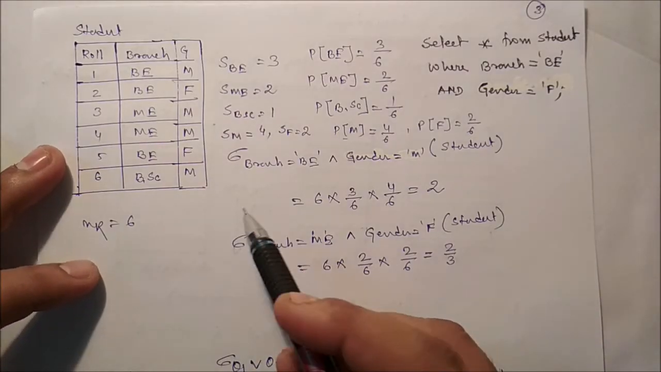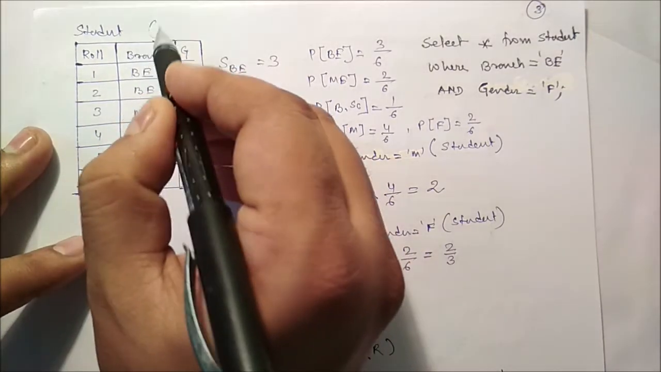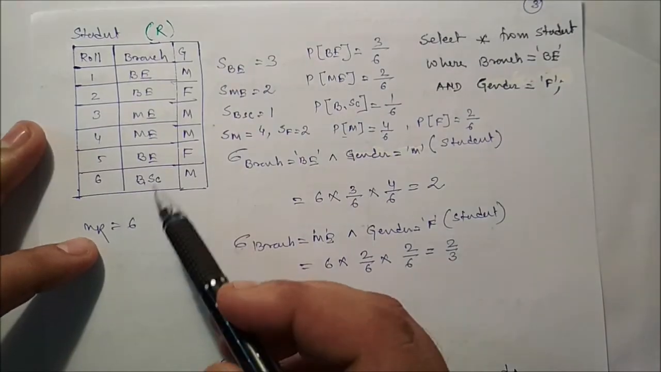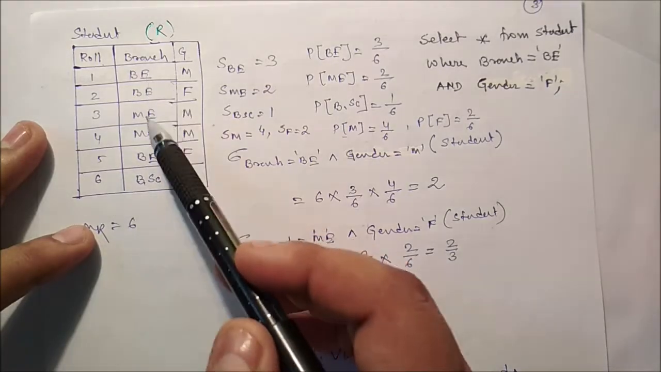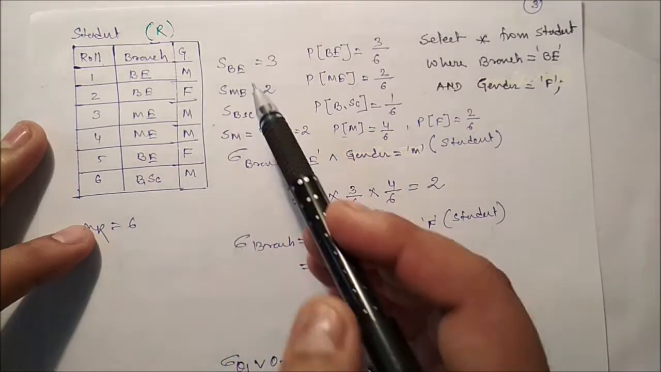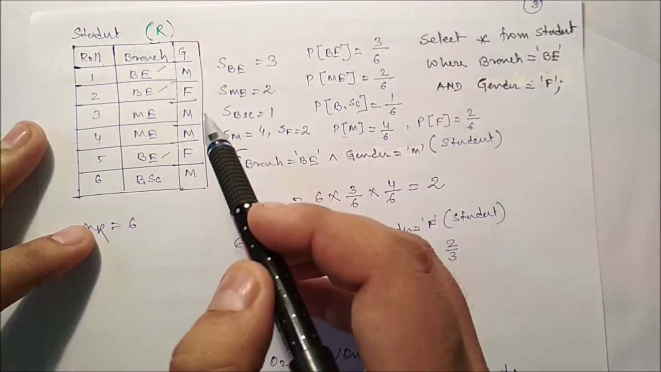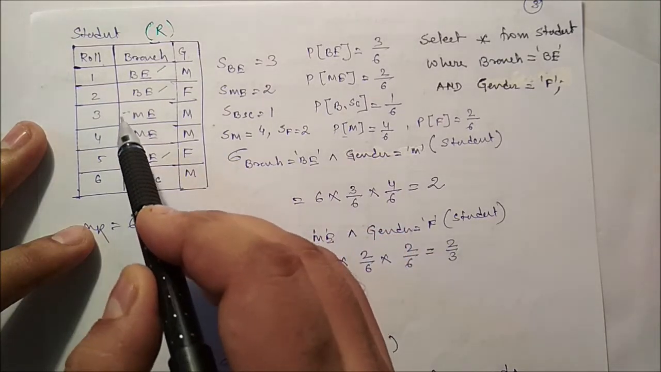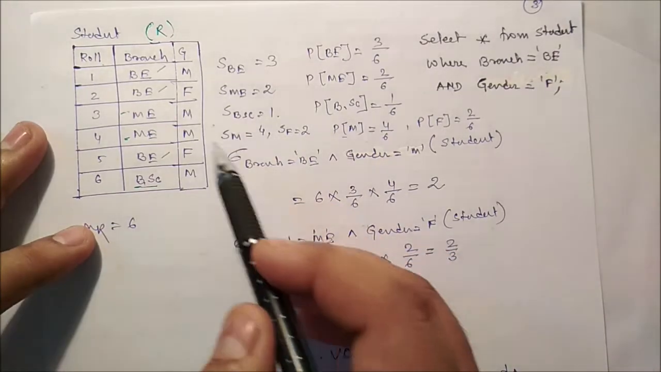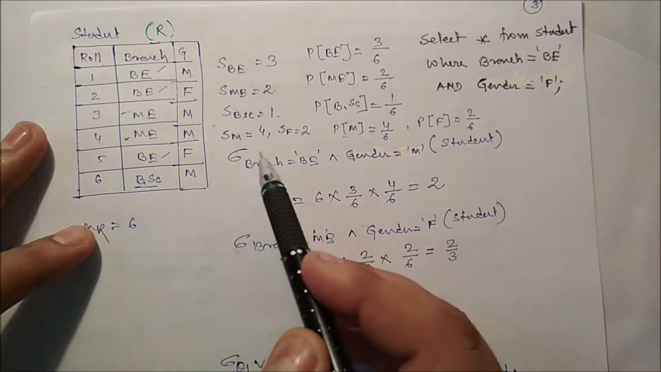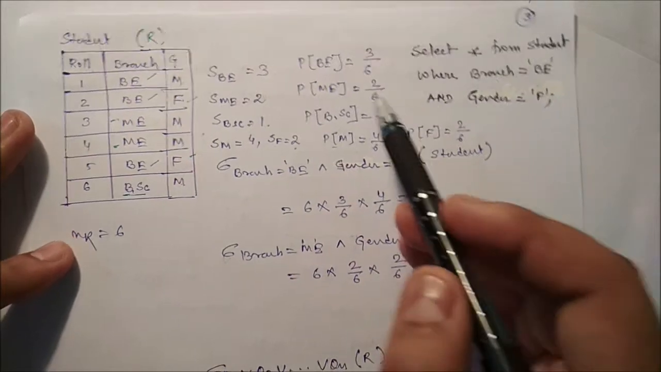Now we can see one simple example. Suppose there is a student table with roll number, branch and gender. Roll numbers 1 to 6, branch BE and ME, and gender male and female. How many BE students are there? Three BE students. How many ME students? Two ME students. How many BSc students? Only a single BSc student. How many male students? Four male students. How many female students? Two female students.